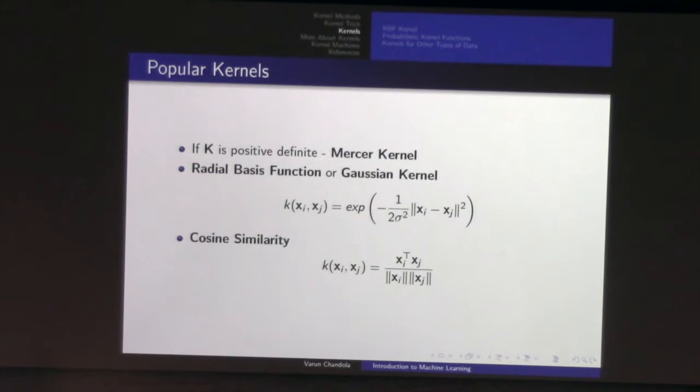An analogy in the number space is that a positive semi-definite matrix is like a non-negative number, and a positive definite matrix is like a positive number. There is one particular type of kernel that you will see a lot, which is called a Gaussian kernel or a radial basis function. So let's look at that one a little.